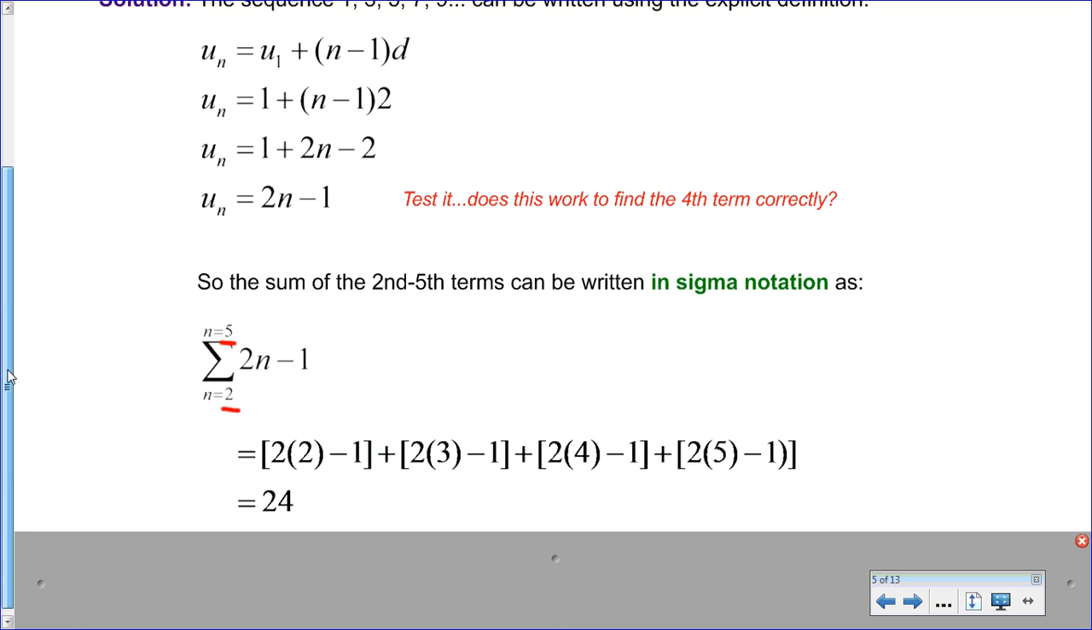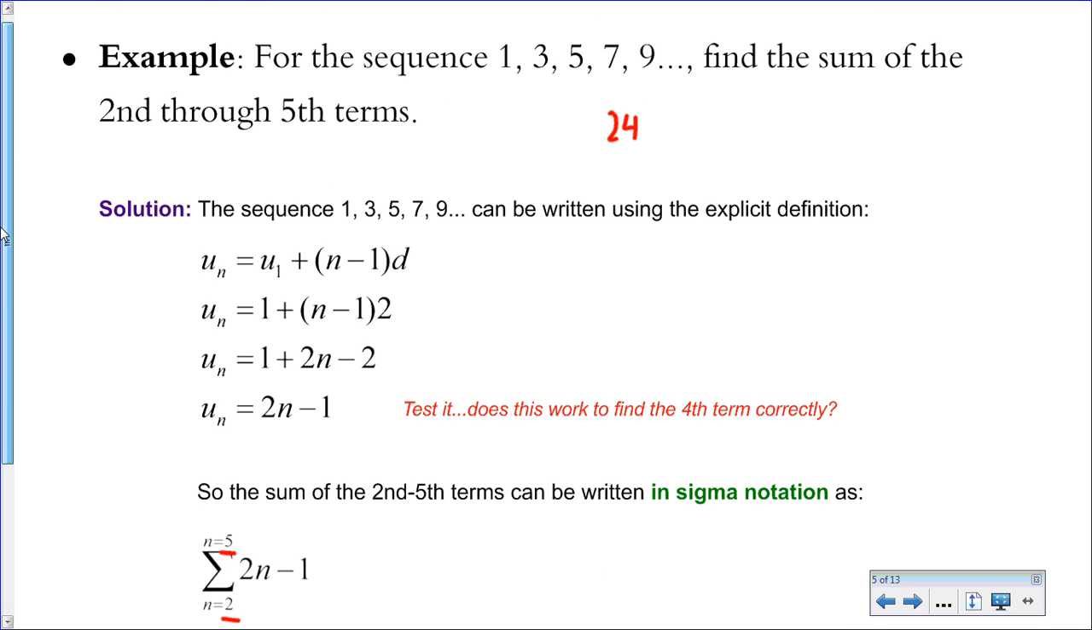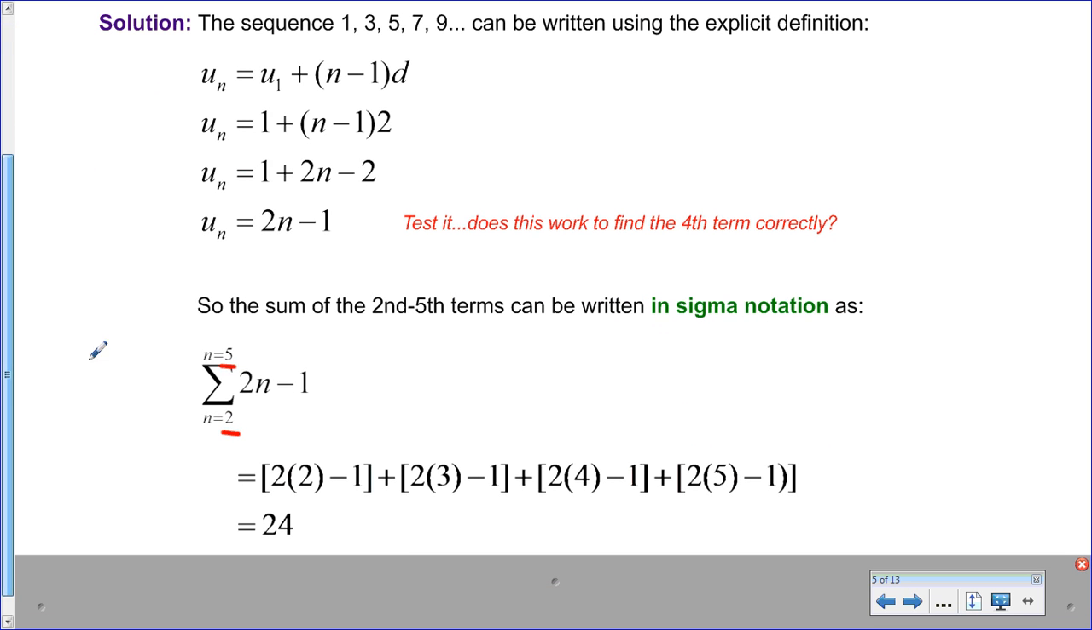So sigma notation works if you have the sequence already spelled out for you. It's often easier just to add them together on your calculator. If you have a formula instead of the sequence written out, then it's easy enough to just plug right into the formula.